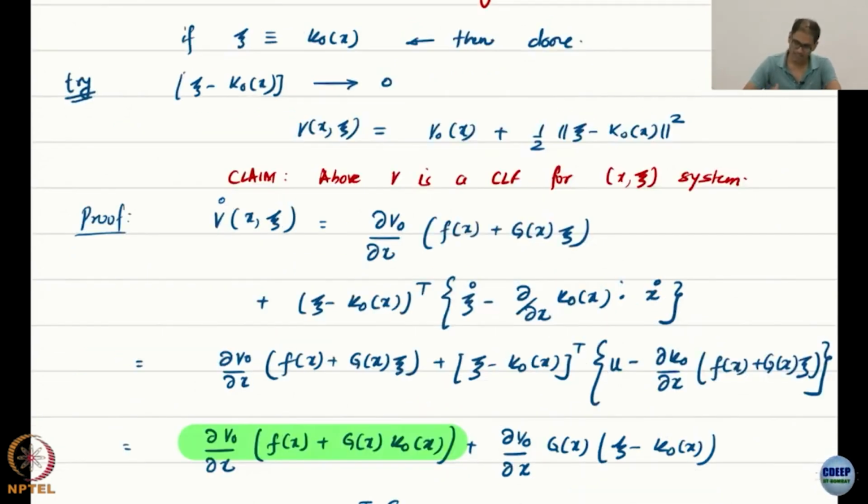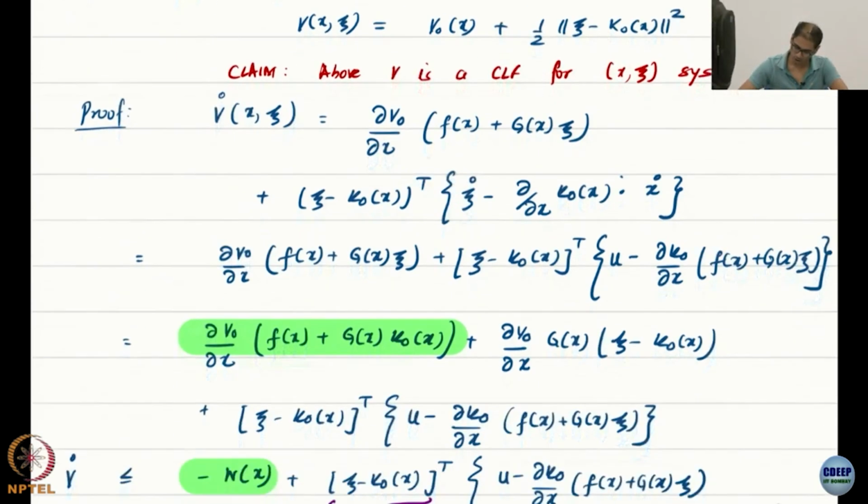So we essentially just proved that this new function is a nice CLF, okay? It's in fact a quadratic. These are the sort of Lyapunov functions we are very comfortable with, the quadratic Lyapunov functions. So we essentially have added a quadratic term in this error, okay? All right, great.